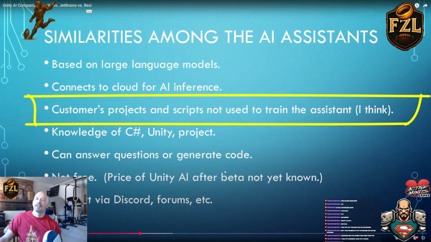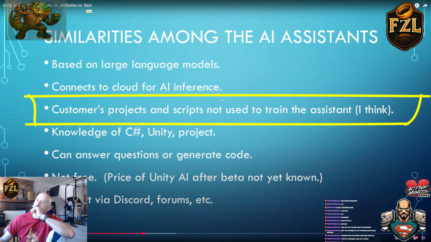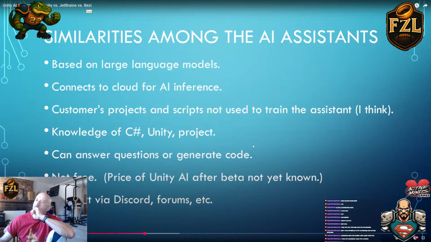The Unity one might be expensive once it gets out of beta. You might be able to use it now, but after it gets out of beta, it might be expensive. I believe that our data is not being used to train these AIs. You may want to check that if you are particularly concerned about it.